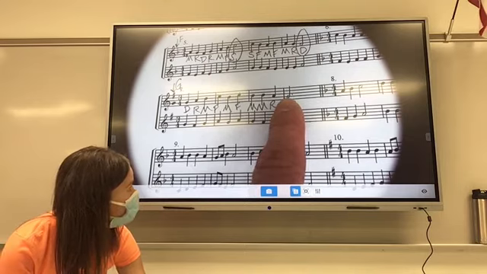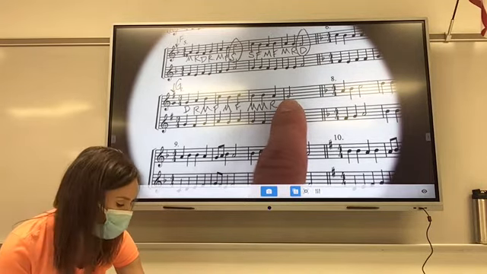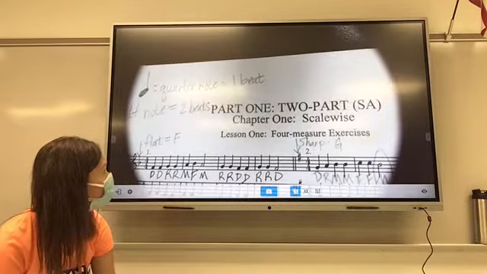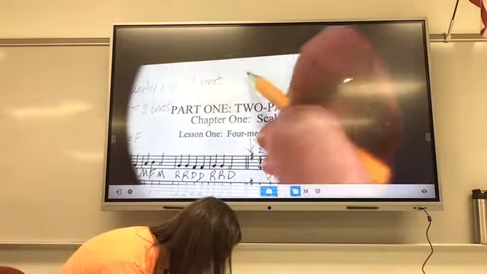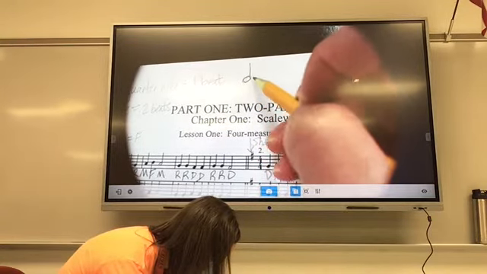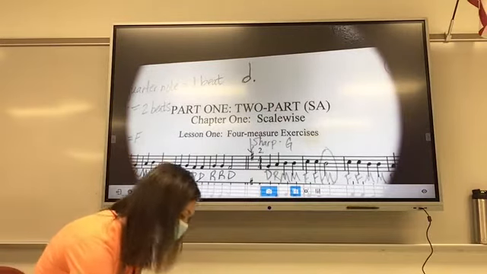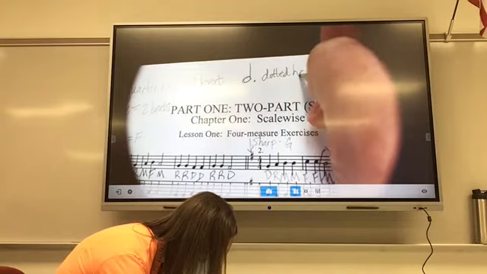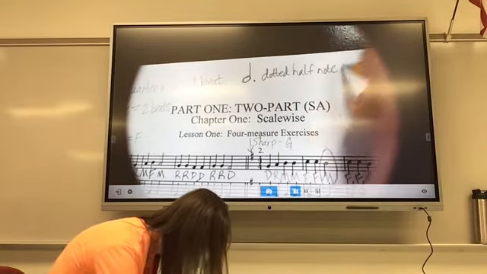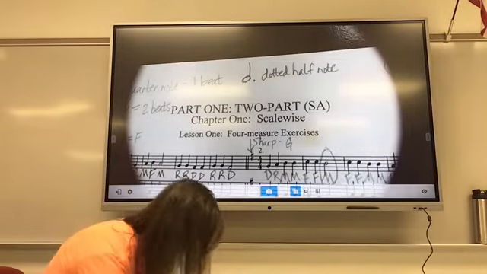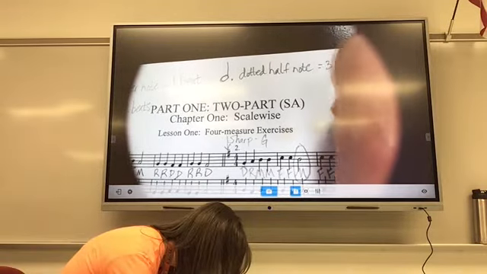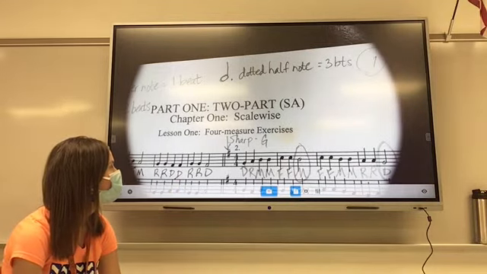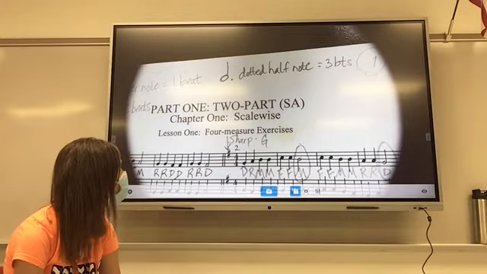Now, today we have a new note value. Do you see this right here? It looks like a half note, except there's a dot right next to it, okay? So I want you to go up to the top of your sheet. We're going to add a new note value up here, okay? So we're going to write a half note with a dot next to it. And this is called a dotted half note. What a creative name, right? And it is worth 3 beats. A dotted half note is worth 3 beats.